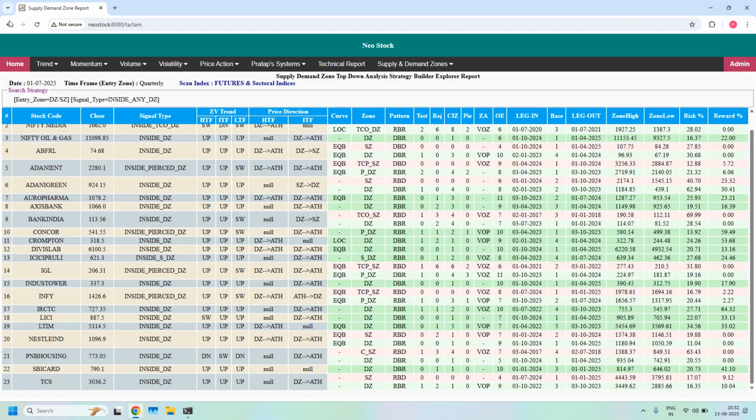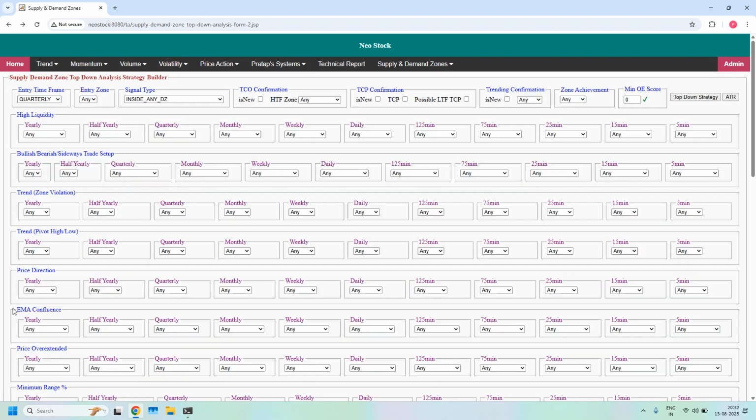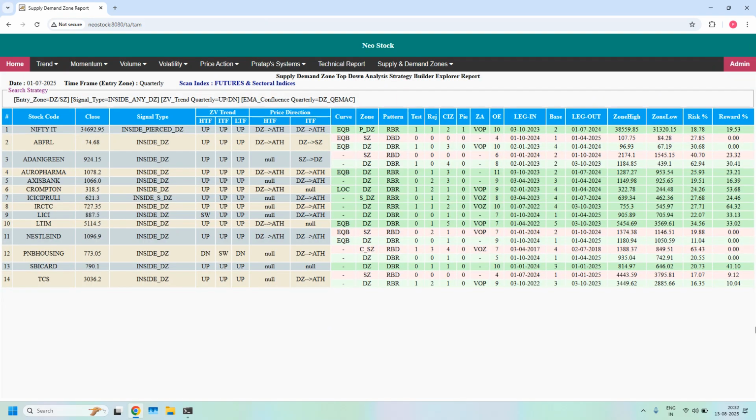We can further filter based on EMA confluence and quarterly time frame. Quarterly demand zone with quarterly EMA and also trend on the quarterly should not be sideways. It can be up or down. We got 14 stocks.